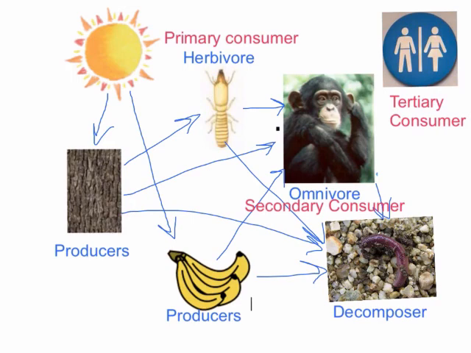So you can see here that I've gone through and added a label of secondary consumer to chimpanzees and tertiary consumer to human. The last thing I need to do here, since I have added another element into our food web, is draw an arrow going from chimpanzees to humans, and then from humans down to decomposers. And that wraps up our food web.